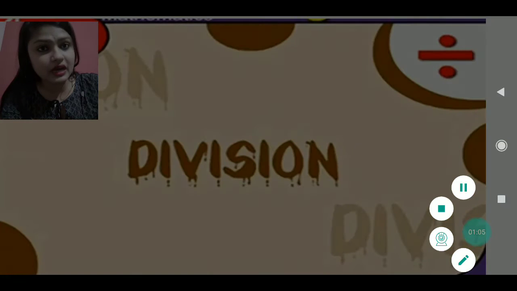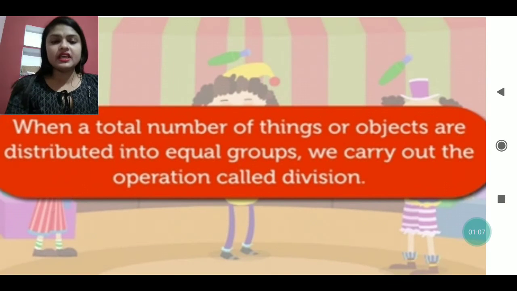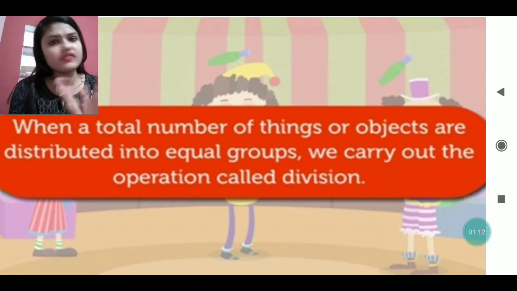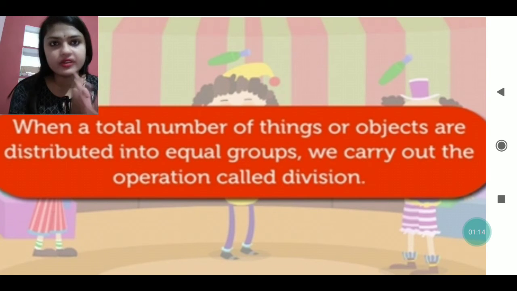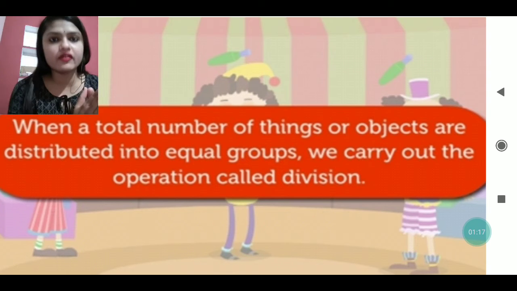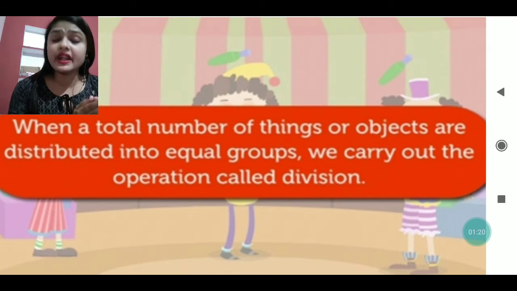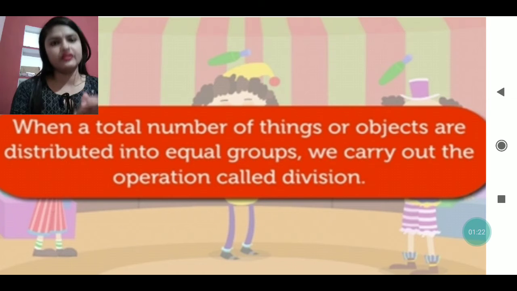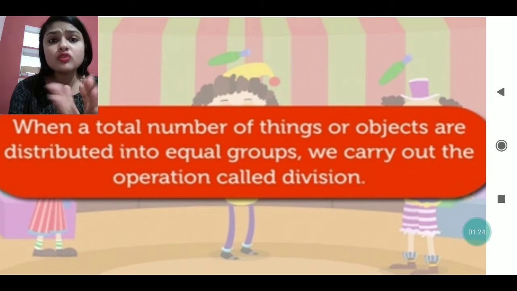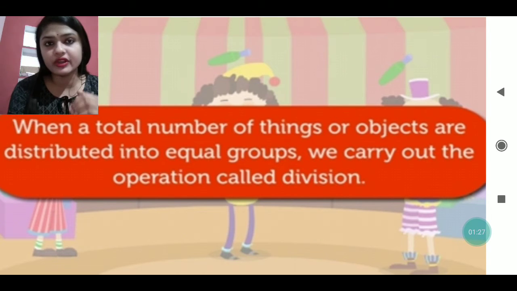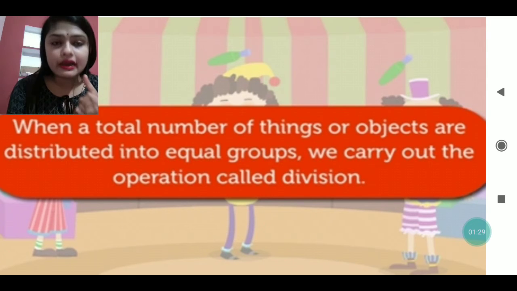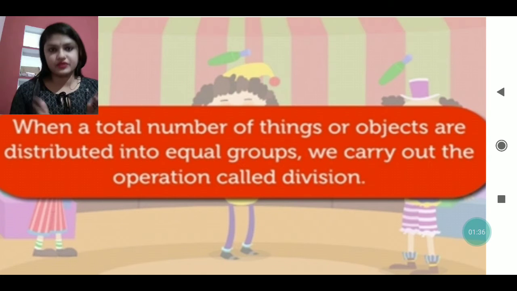Now let's see, students, what do you mean by division? You have heard the word division. I have shown you the symbol of division, which symbol we use. But what is the actual meaning of division? This is the most important thing. So let's go through what is written here. Just read it. It is written: when a total number of things or objects are distributed into equal groups. What do you mean by this?